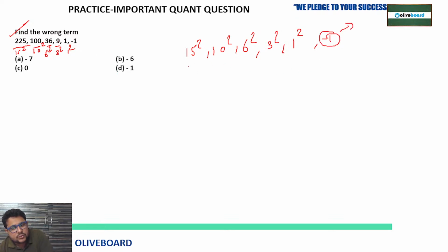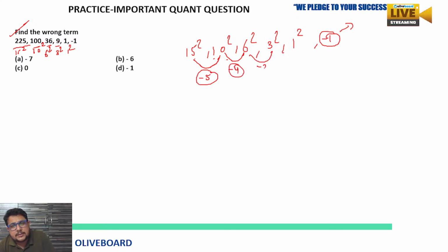So first of all, we have to understand the pattern. You can directly say, okay, minus 1 is not a perfect square, so you can select the answer. No. First of all, what we are actually following here is a pattern that we have to understand, whether the logic is being followed or not. So 15 square, after 15, 10 is there. 15 minus 5, 10. Then 10 minus 4, 6. Then 6 minus 3, 3. Then 3 minus 2, 1. Then 1 minus 1 means 0 must be there, and the square of 0 is 0. So minus 1 is given in place of 0. So that is the wrong number in the series.